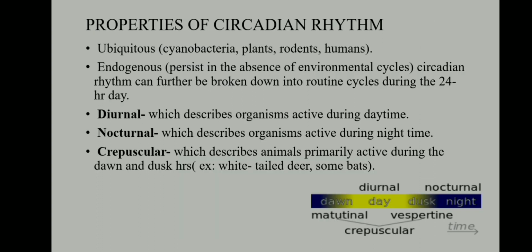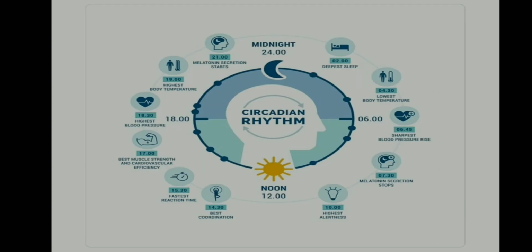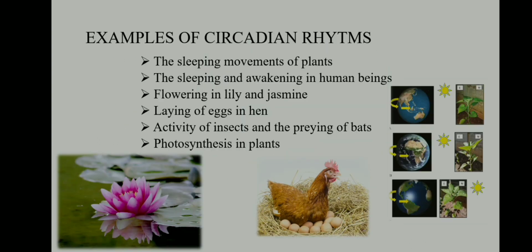Then properties of circadian rhythm: ubiquitous, cyanobacteria, plants, rodents, humans. Endogenous, persist in the absence of environmental cycles. Circadian rhythm can further be broken down into routine cycles during the 24-hour day. Diurnal, which describes organisms active during daytime. Nocturnal, which describes organisms active during nighttime. Then crepuscular, which describes animals primarily active during the dawn and dusk hours. For example, white-tailed deer, some bats. This is example for circadian rhythm.